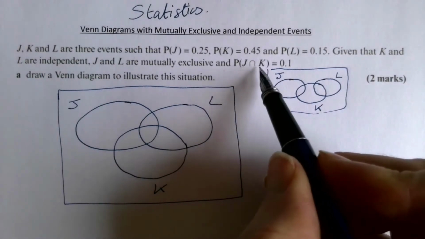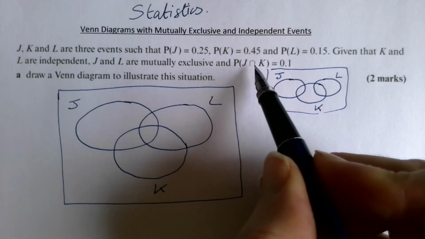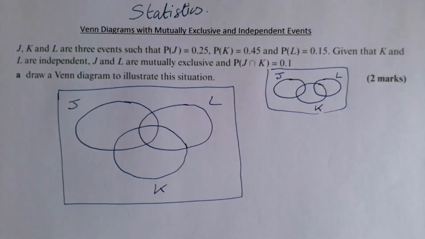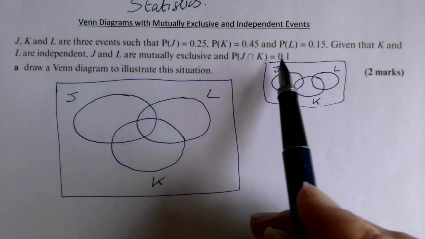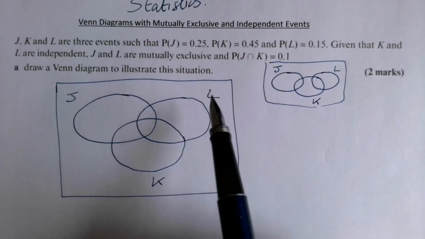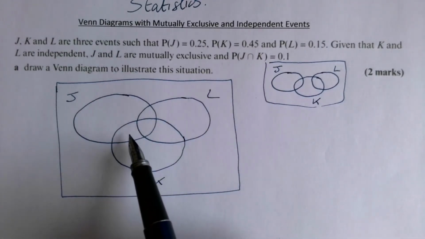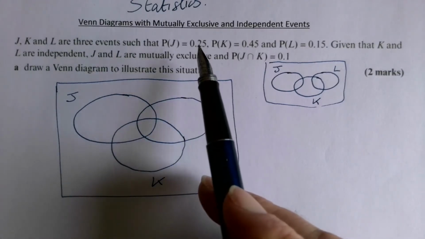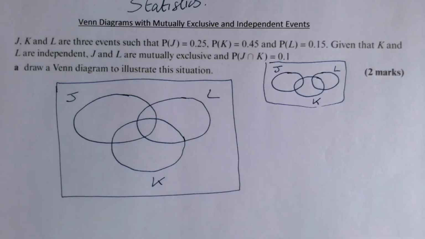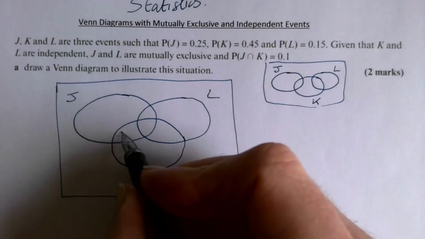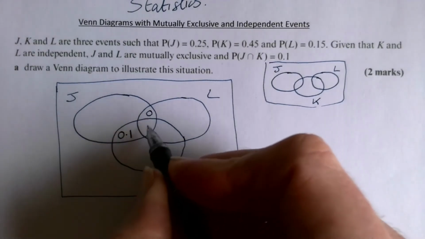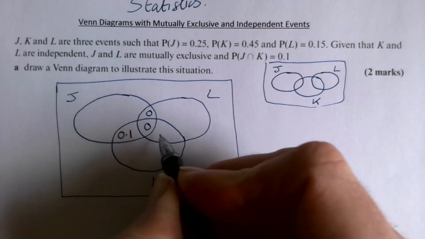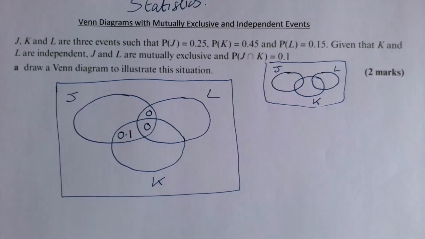Now, what this means here, J and K, if they are independent, no, sorry, these must be conditional in some way, because if they were independent, your part between J and K would be what you get when you do 0.25 multiplied by 0.45, which is not 0.1, but we can put that 0.1 in there. Now, because J and L are mutually exclusive, they cannot happen at the same time, so those two within both of those loops must be zeros.